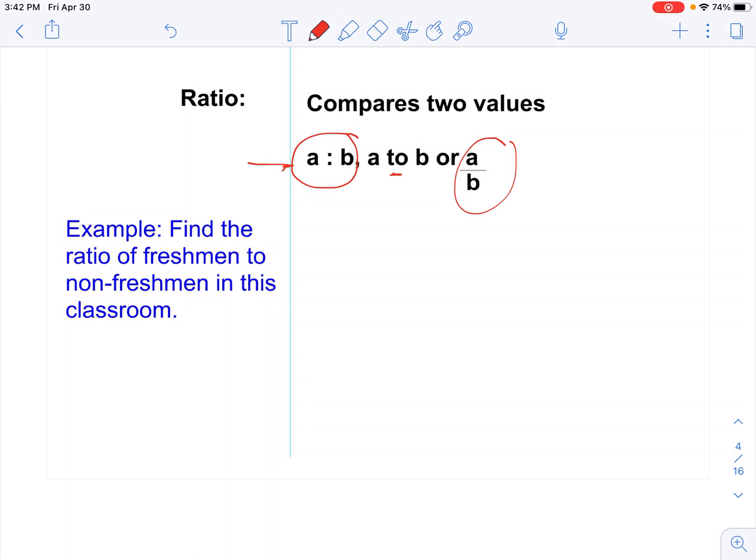Find the ratio of freshmen to non-freshmen in this classroom. So say we have 14 freshmen and we have 16 non-freshmen. Then the ratio of freshmen to non-freshmen would be 14 to 16. We could reduce this to 7 to 8. For every 7 freshmen, we have 8 non-freshmen.